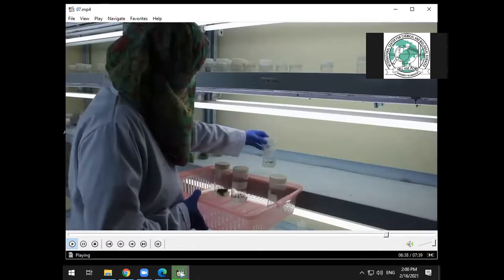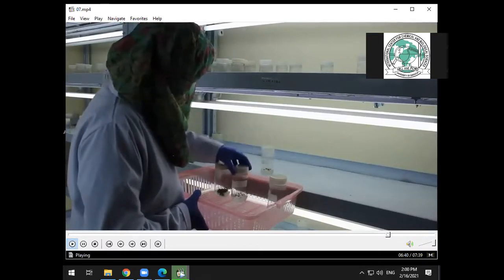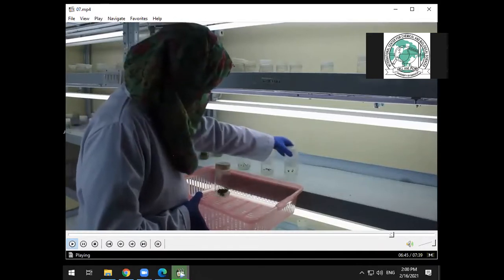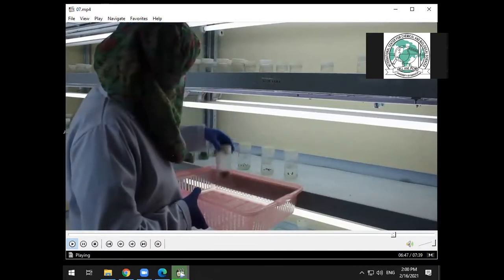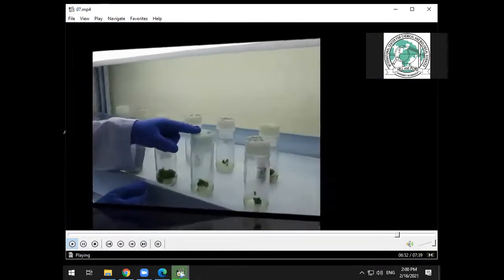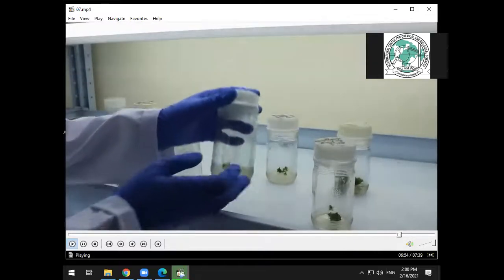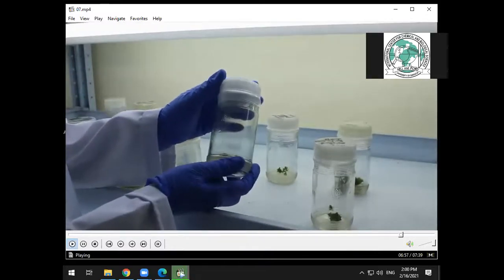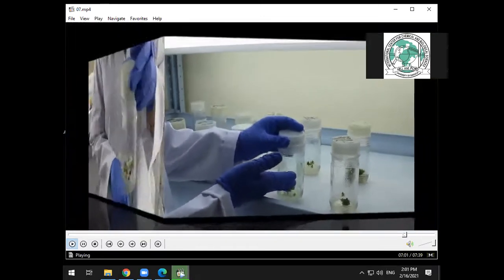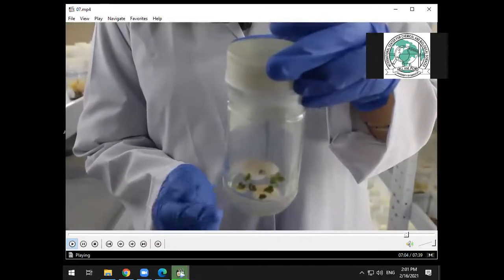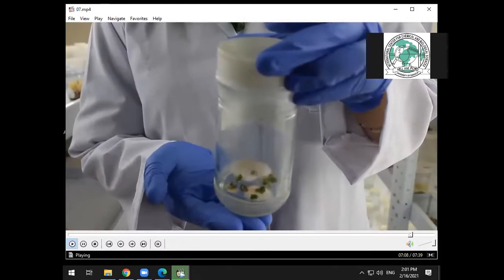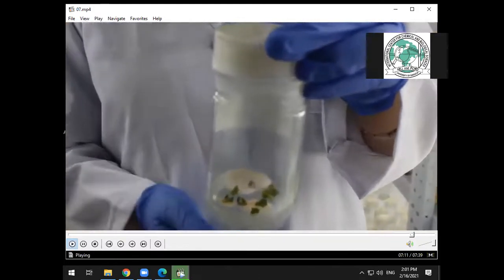These jars are kept in growth room with illuminated condition at temperature of 24 degrees plus minus for 90 days. During this time, observe the cultures regularly for any sign of contamination. Keep visiting your growth room after 2 to 3 days to check the contamination status. If you notice any sign of contamination in media jar, discard the jar immediately.